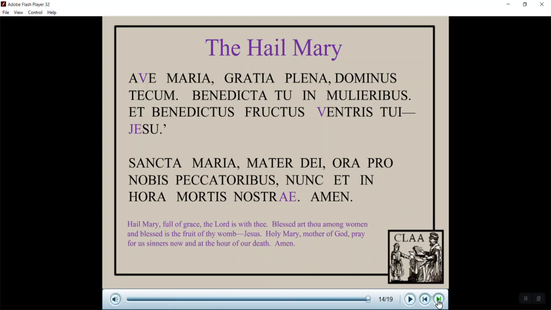Listen to the Hail Mary. Ave Maria, gratia plena, Dominus tecum, benedicta tu in mulieribus, et benedictus fructus ventris tui, Iesu. Sancta Maria, Mater Dei, ora pro nobis peccatoribus, nunc et in hora mortis nostrae. Amen. That was the Hail Mary read at a normal speed. Go ahead and practice it.